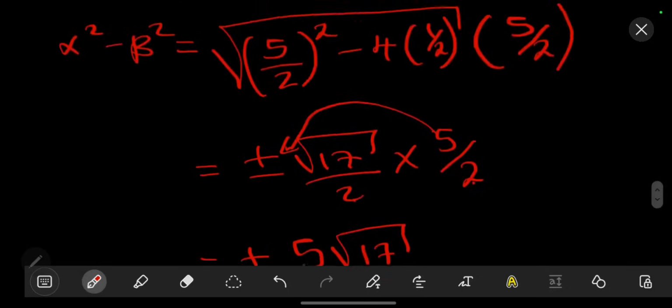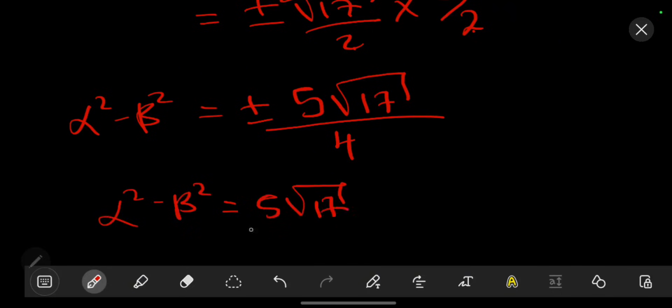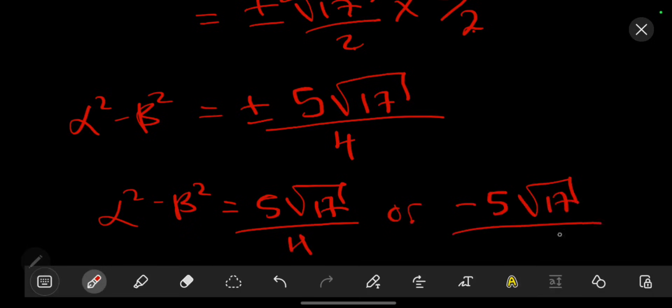So our alpha squared minus our beta squared is equal to either positive 5 square root of 17 over 4, or we can have our negative 5 square root of 17 over our 4 like that. So then let's move on.